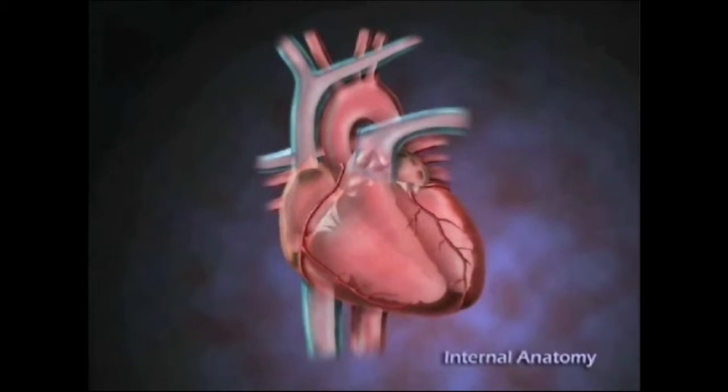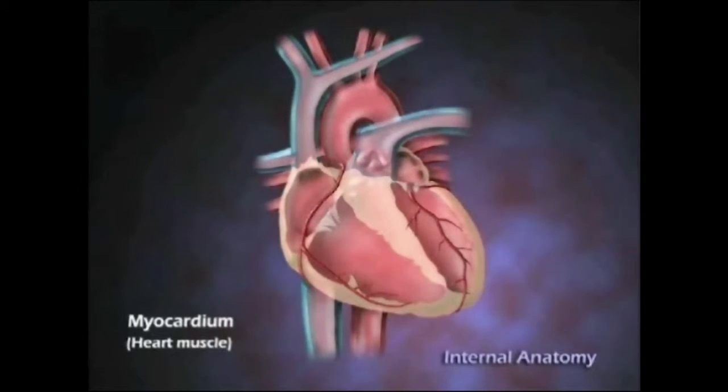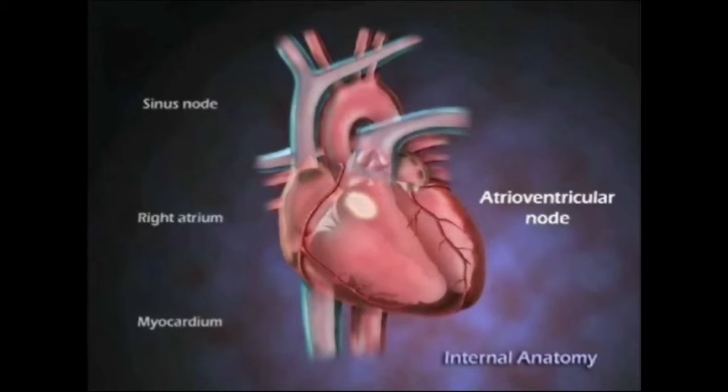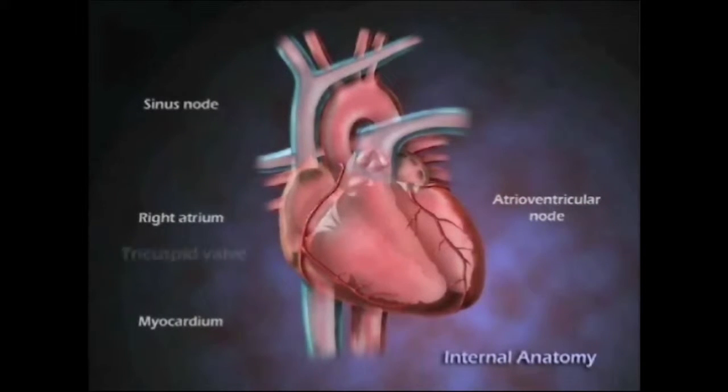The internal anatomy of the heart includes the myocardium, or heart muscle, and the electrical conduction system of the heart. Within the right atrium lies the sinus node, or sinoatrial node, which is the pacemaker of the heart. The atrioventricular node, or AV node, lies near the interatrial septum and conducts electrical impulses from the atria to the ventricles. The 4 main chambers of the heart are separated by a system of valves which ensure the circulation of blood in the proper direction.